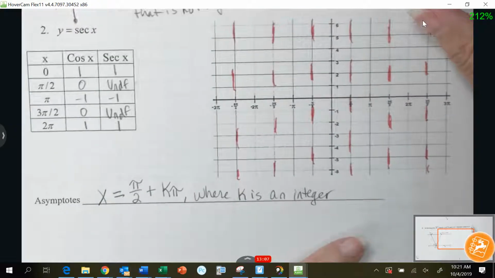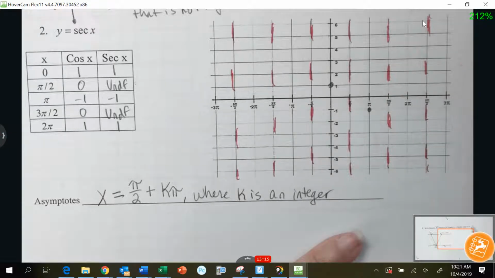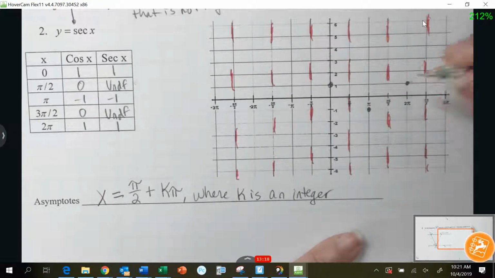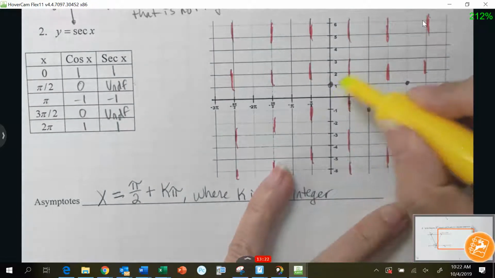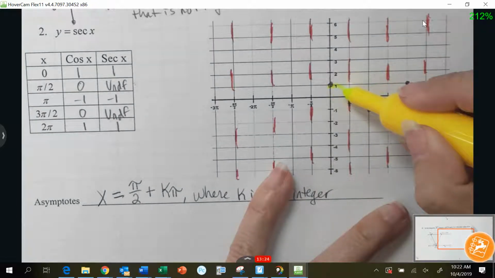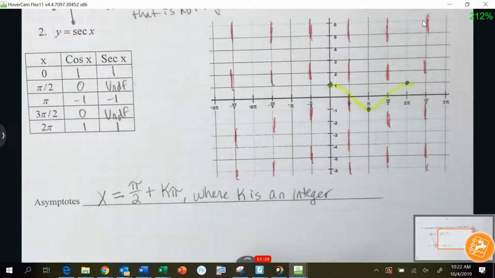So we're going to go ahead and graph (0, 1), (pi, -1), (2 pi, 1). You guys remember cosine looks like that, and then it keeps going.